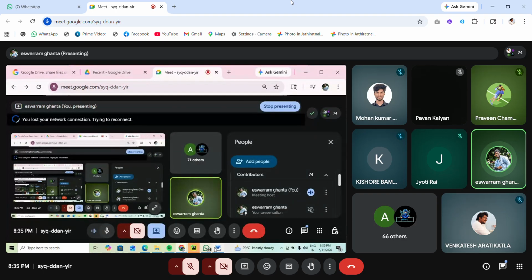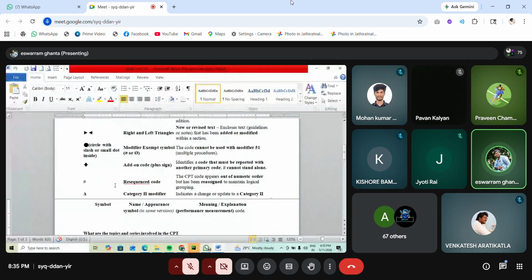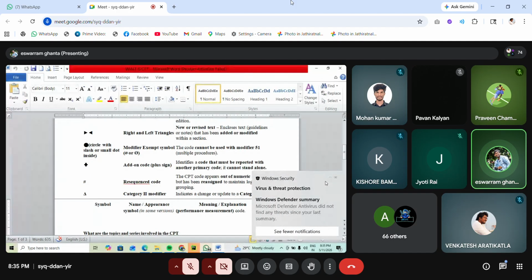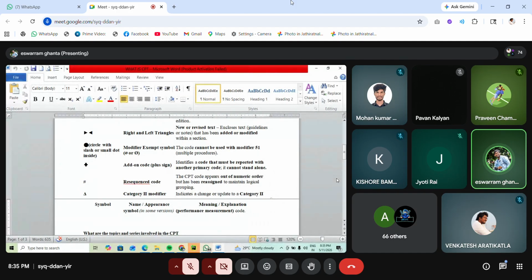Did you understand what is meant by the resequenced code? That means the sequence must be missed. It is a simple thing only, like the CPT code appears out of numerical order. Out of numerical order means the sequence gets missed from the sequence. Okay.